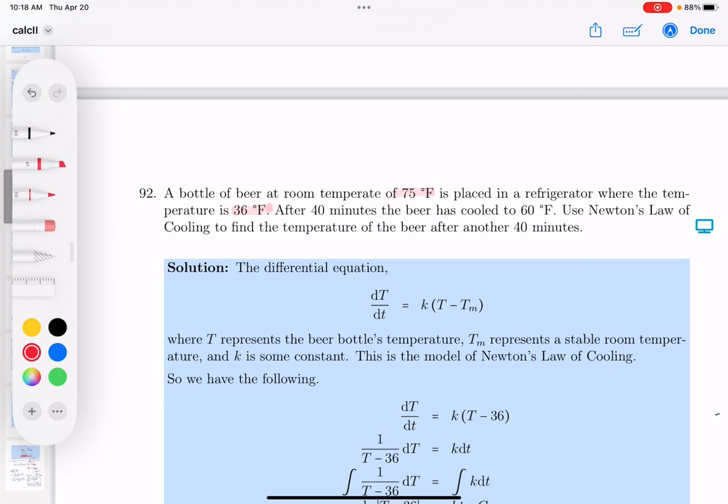Provided it doesn't get overwhelmed, it's going to maintain a temperature of 36 degrees. You put an object in there, it's going to start to cool. And what they say is after 40 minutes, the beer cooled to 60 degrees Fahrenheit. They go on to say use Newton's law of cooling. Let me review that with you.